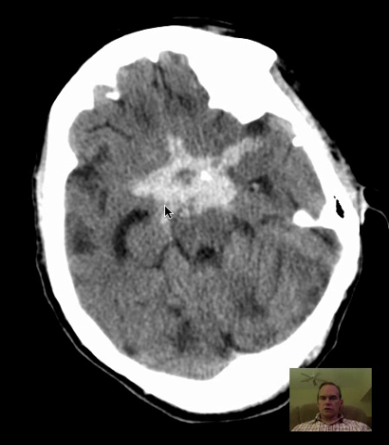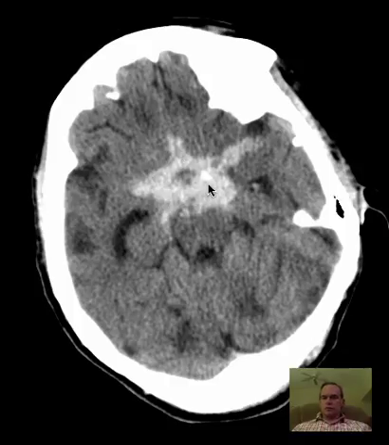I would say that there is an area of abnormal high attenuation in the basal cisterns involving the suprasellar cistern and extending out into the middle cerebral artery cisterns and into the anterior interhemispheric fissure along the paths of the anterior cerebral arteries.